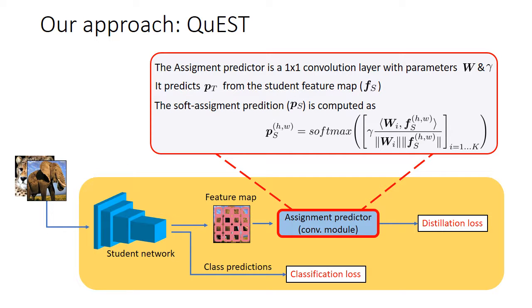As the distillation task, the student has to predict the teacher word assignment map. This is done via the assignment predictor. The assignment predictor consists of one cosine similarity based 1 by 1 convolution layer with as many output channels as the vocabulary size. The convolution is followed by a softmax function with a learnable scaling factor that converts the activations to soft assignments over words.